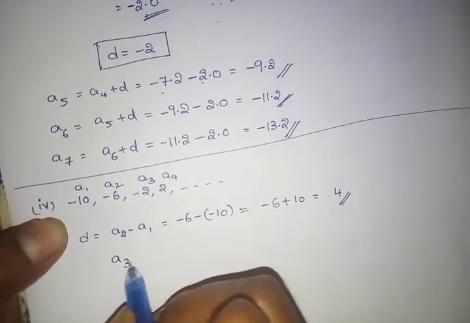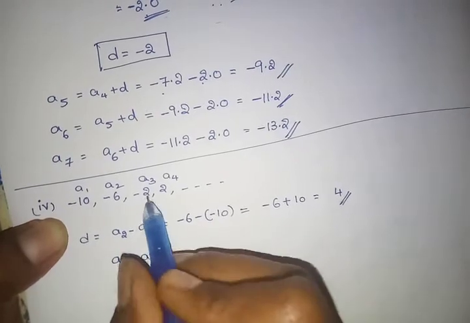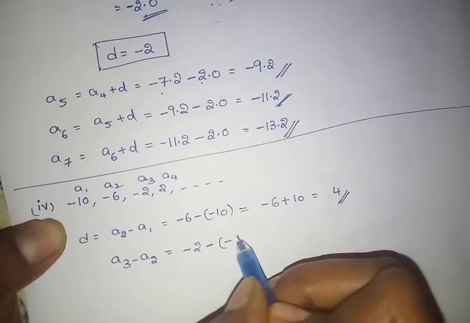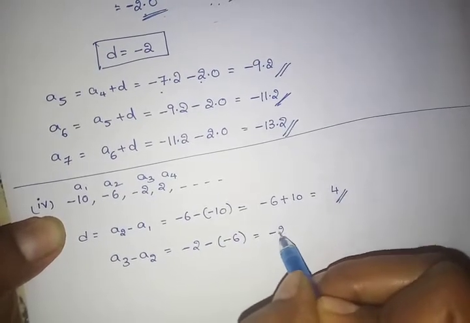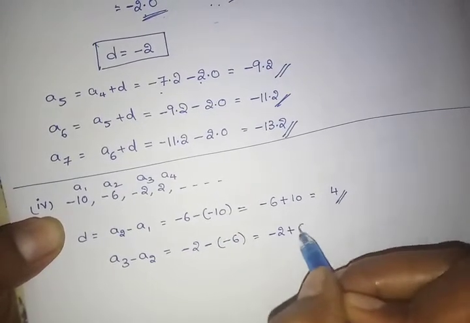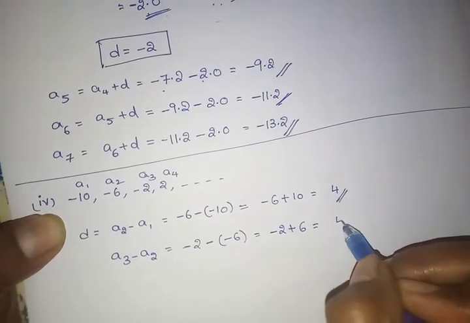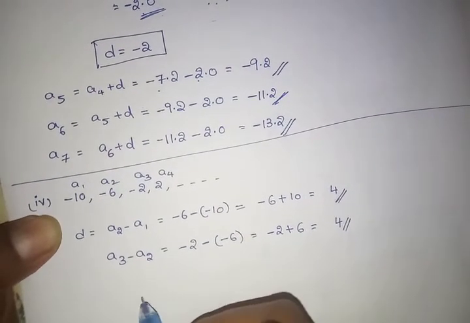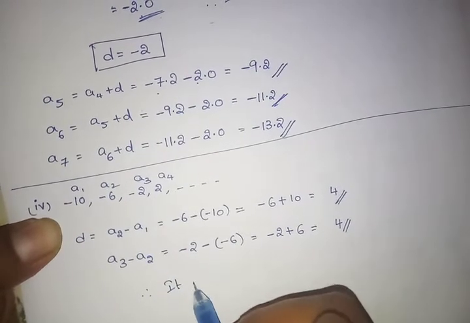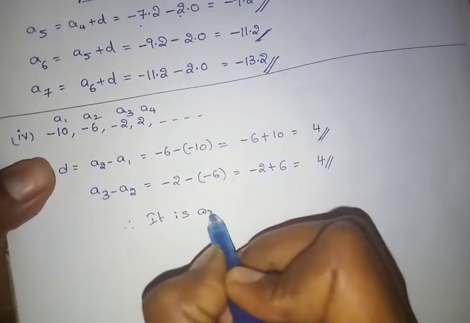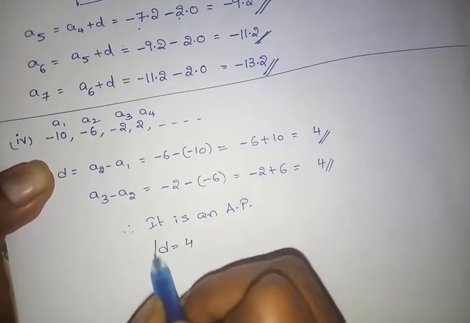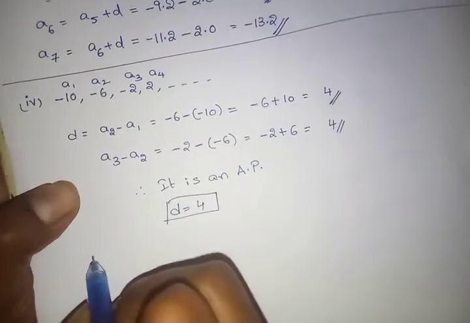Now check A3 minus A2. What is A3 value? Minus 2, minus of A2 value, minus 6. Minus 2, minus into minus, plus 6. 6 minus 2 how much? 4. What we got? Both the values are equal, no? Then what we can say? Therefore, it is an AP. Then what is D value? 4.